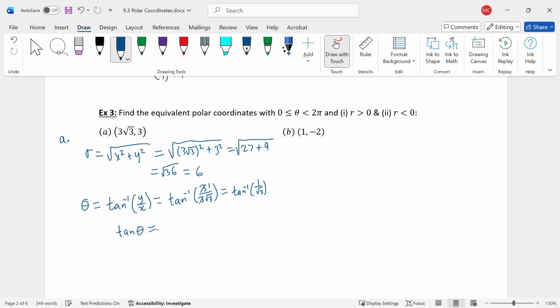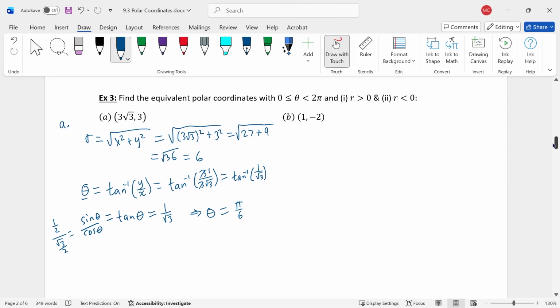So we could say tangent of theta would then be 1 over root 3. But remember, tangent is sine of theta over cosine of theta. So if I think what values for sine and cosine together would simplify to 1 over root 3, that would be 1/2 divided by root 3 over 2. So that tells me that theta, the angle I'm looking for here, should be pi over 6. So one representation for the point is r, which is 6, and theta is pi over 6.